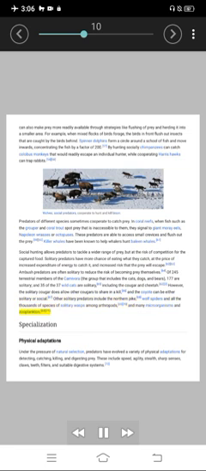Specialization. Physical adaptations. Under the pressure of natural selection, predators have evolved a variety of physical adaptations for detecting, catching, killing, and digesting prey.